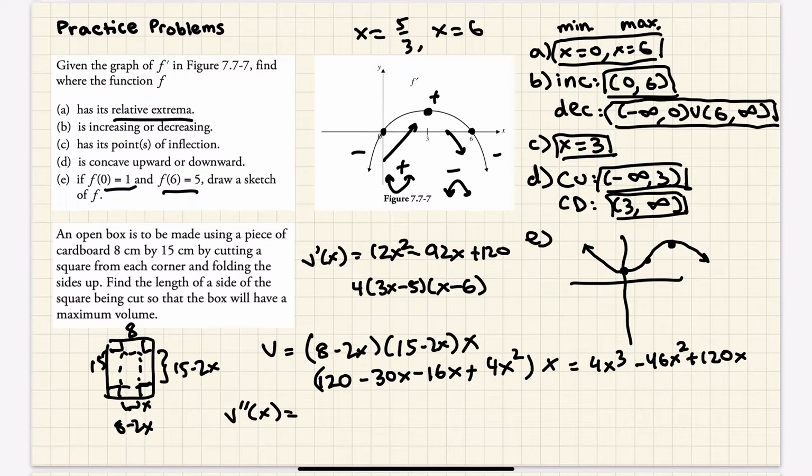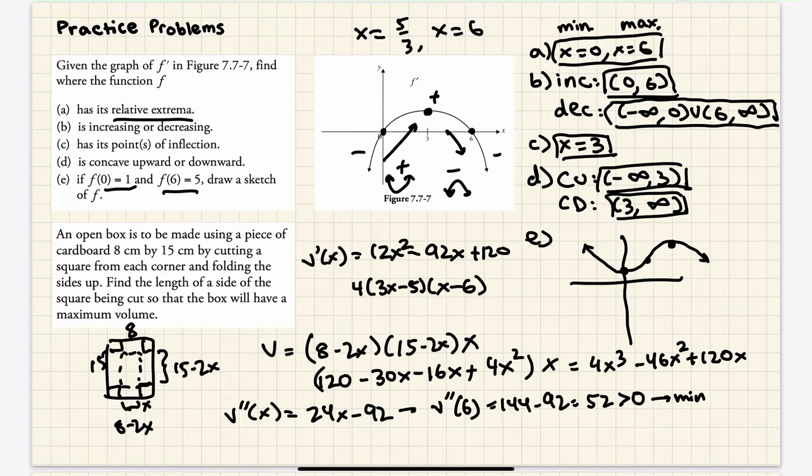V double prime of x is going to be 24x minus 92. Now you just plug in your different values. Let's start with 6 because that's a bit easier. You have 24 times 6, which is equal to 144 minus 92. That gives you 52, which is greater than 0. And so that is going to be concave upwards, which means it's going to be a minimum.